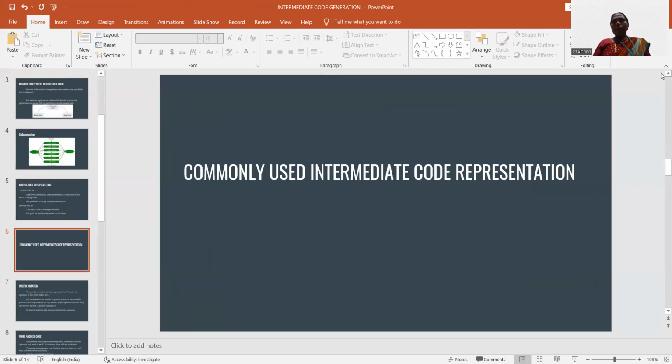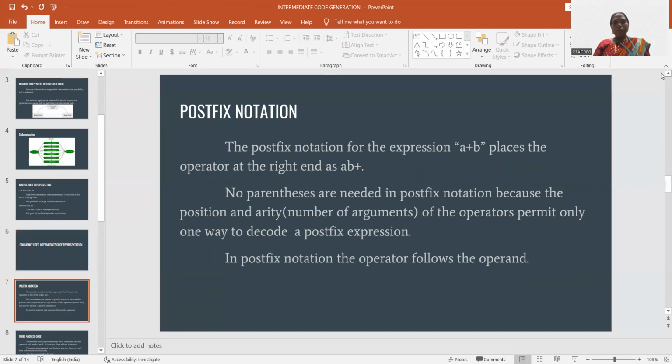Now, let us see about the various commonly used intermediate code representations, right? The various commonly used intermediate code representations are as follows. For postfix notation, as you all studied in your data structure subject in the previous semester, you have three types of traversals: in-order, pre-order, and post-order, right? Now here it is our postfix representation.